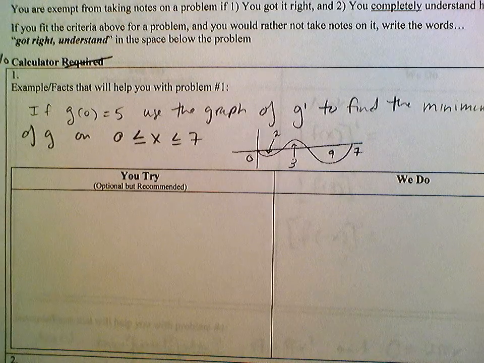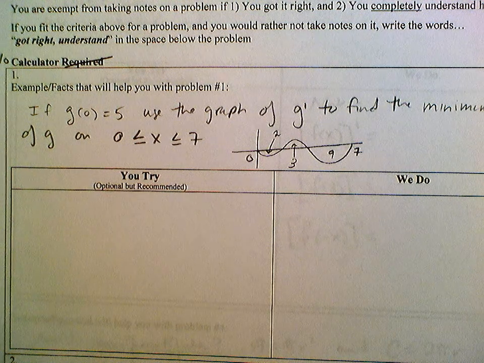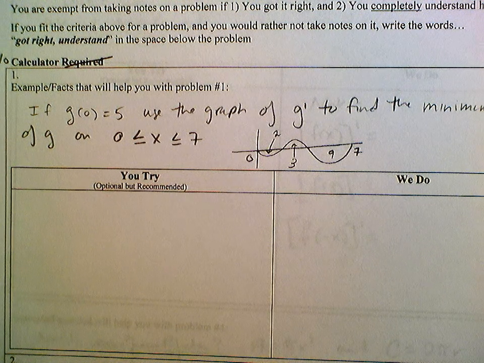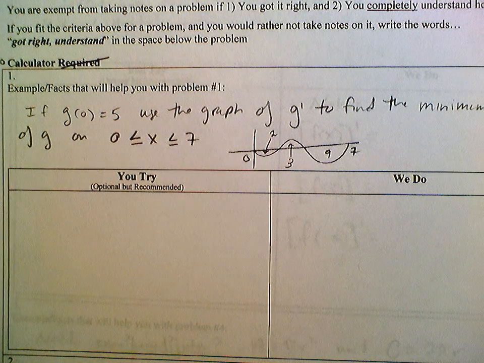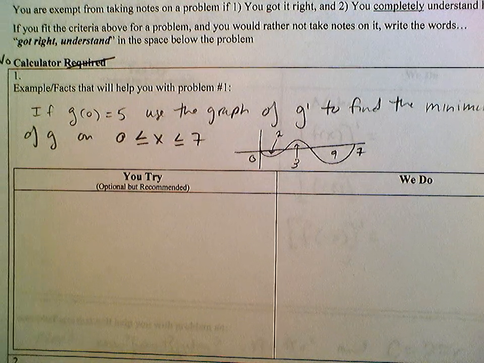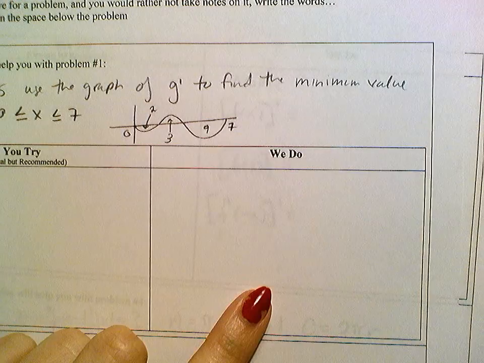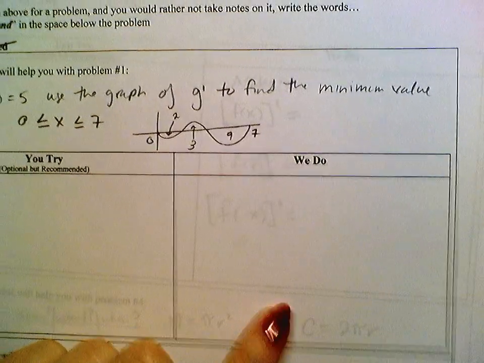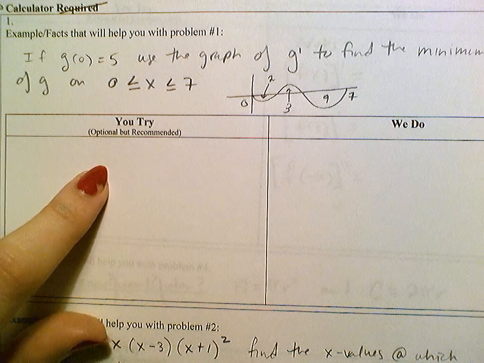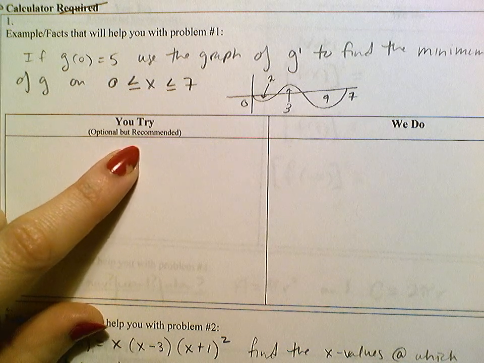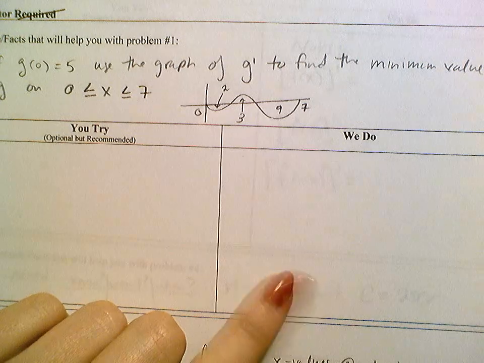Guys, if you got the problem wrong, but you basically know what you're doing, you're not completely lost on it, then you should try it yourself, okay? If you do try it yourself, make sure that you fast forward through what I do to make sure that you got the right answer. If you don't want to do the you try, like I say, it's optional but recommended. Then you could just skip right to the we do thing.